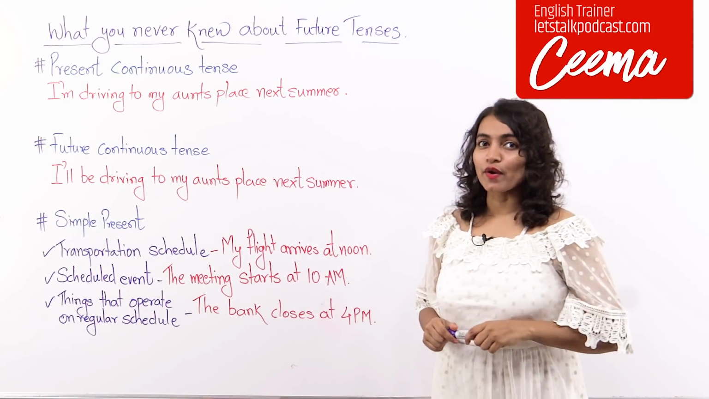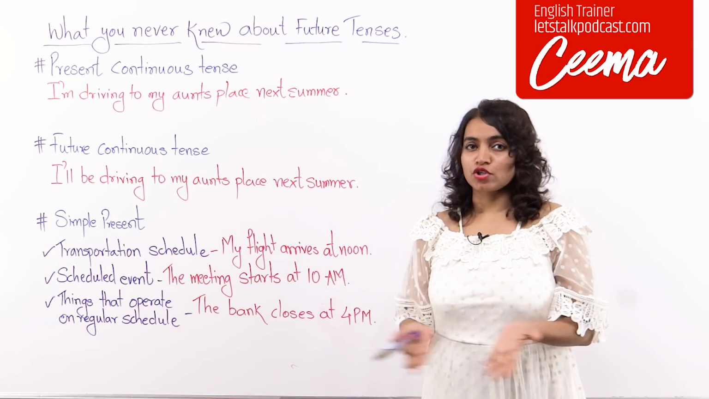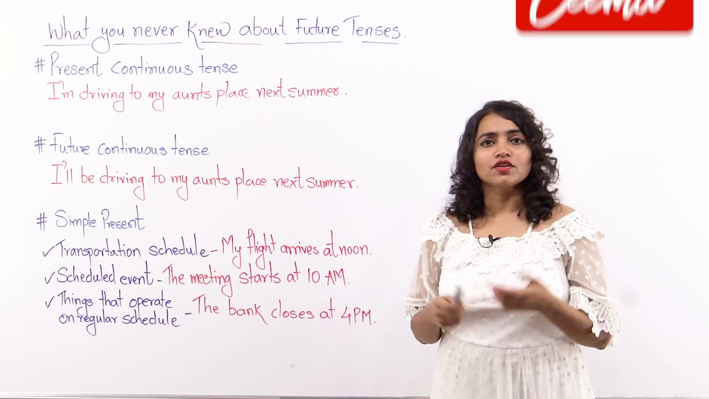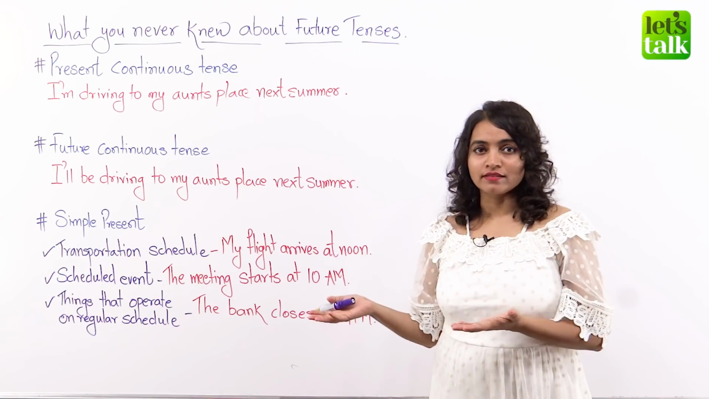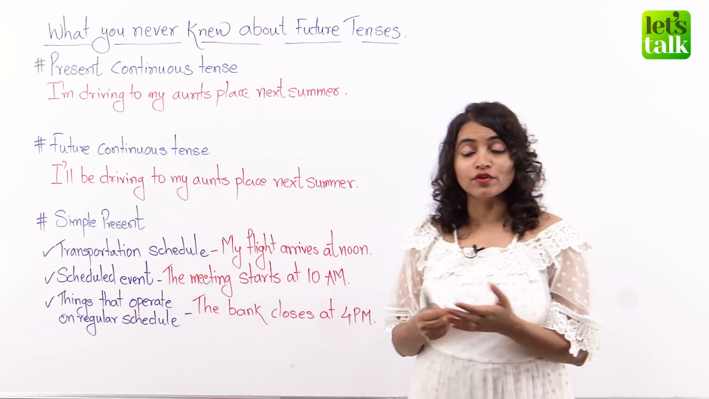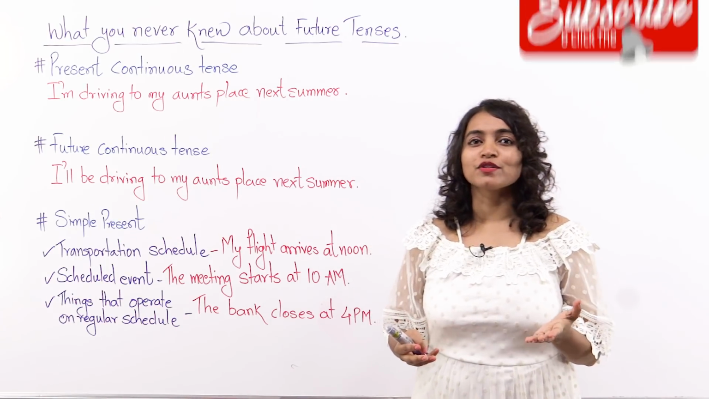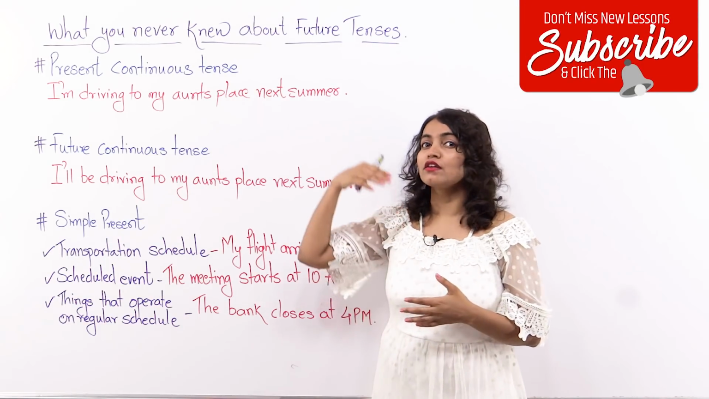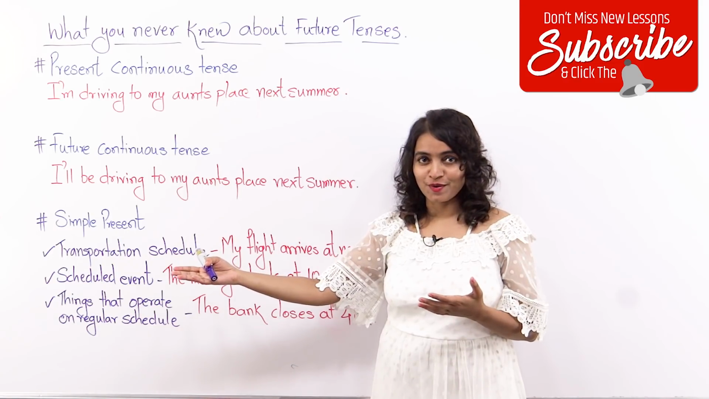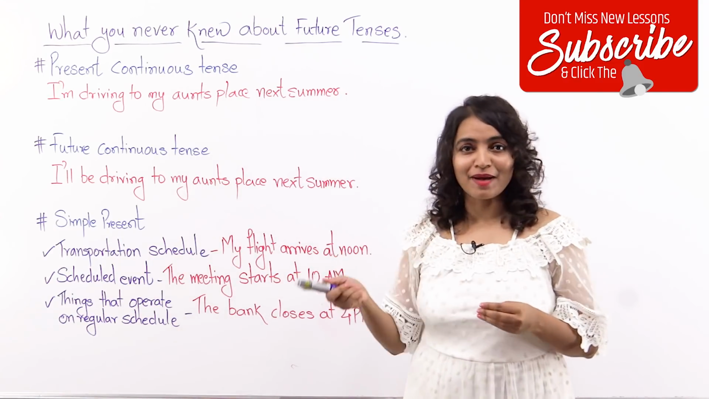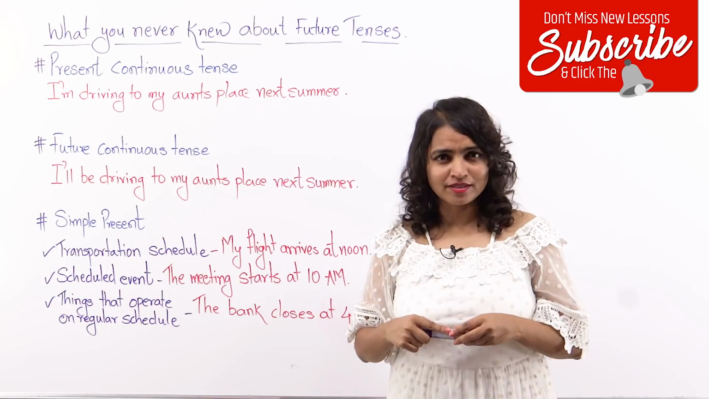And today we are going to talk about future tenses. Well, you all know what a future tense or a sentence with a future tense is about, right? Of course, it is about an action that is going to happen in the future or that will happen in the future. Am I right?